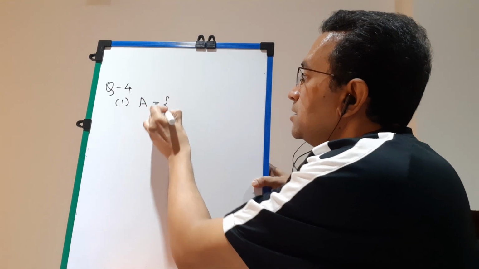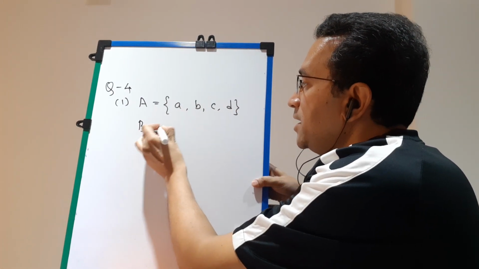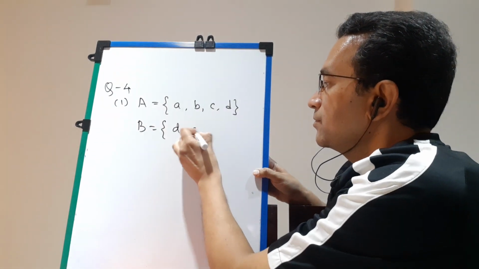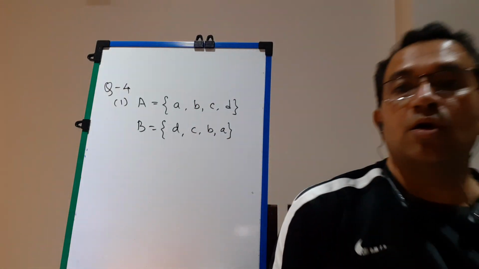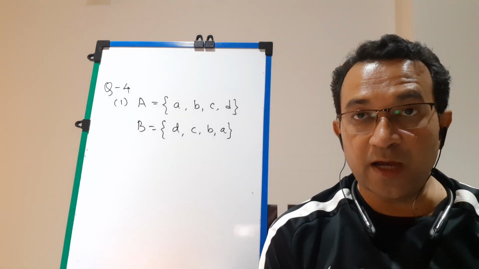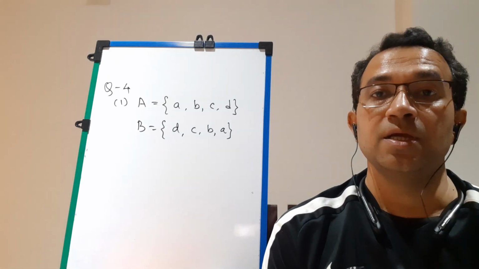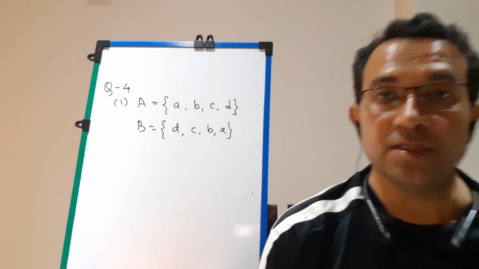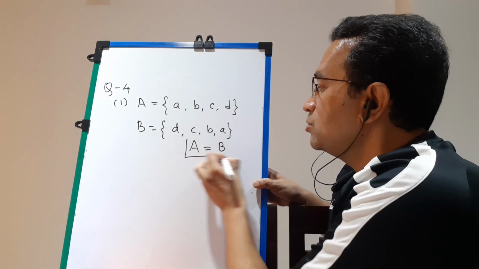Set A is the set of elements A, B, C, D, and set B is the set of elements D, C, B, A. Now, are these two sets equal or not? Of course, students, these are equal sets because both the sets have 4 elements each and the corresponding 4 elements are the same. So according to the definition of equal sets, these sets are equal. So I can write here, students, A is equal to B.